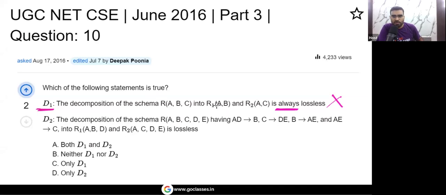Okay. So remember, this will be lossless if A is a super key in at least one of them. If A is a super key in R1 or R2, then it will be lossless. Otherwise, this will be lossy. Okay. So statement D1 is false.